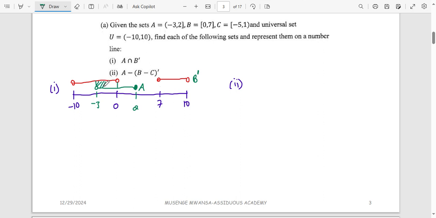The question is saying, and show on a number line. So if you don't show in a number line, you can't get 4 marks. So like this, I've already shown on a number line, so I've gotten already marks. The only thing that is remaining is for me now to write the actual set. So I can now say, therefore, A intersection B complement is going to be equal to, you can see the intersection is from negative 3 up to 0. Look at this. Negative 3, yes.